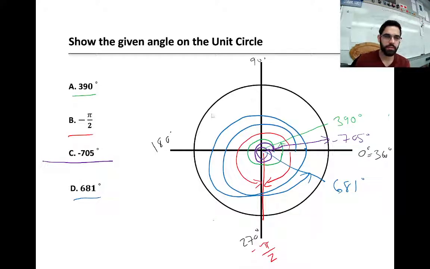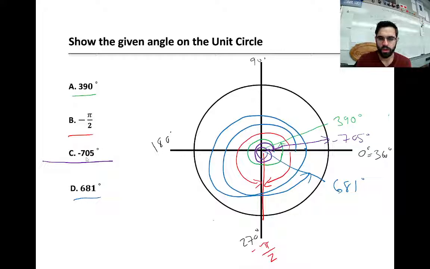So let's talk about showing the given angle on the unit circle. Can you draw the angle? 390 degrees would be somewhere about here. 360 is one full rotation. 390 is going to be 30 degrees beyond one full rotation. So 390 is basically graphing the same angle measure as 30 degrees. So it'll be somewhere around here in quadrant 1. Negative pi over 2 is negative 90 degrees. That's clockwise, straight down.